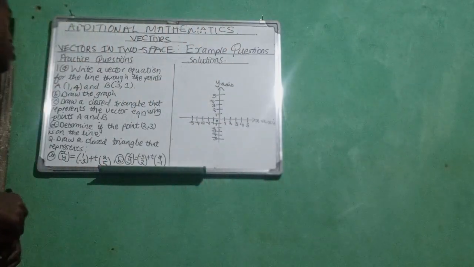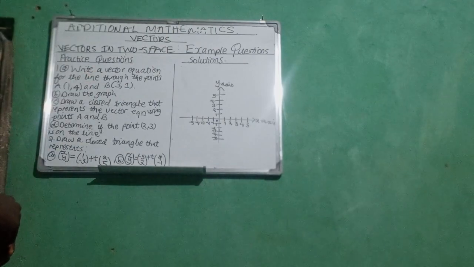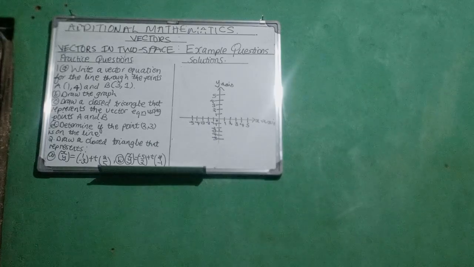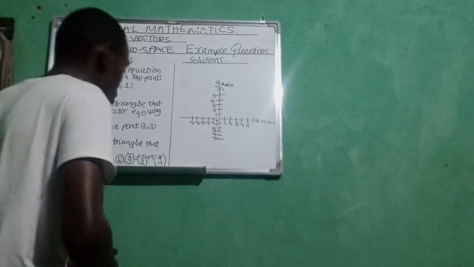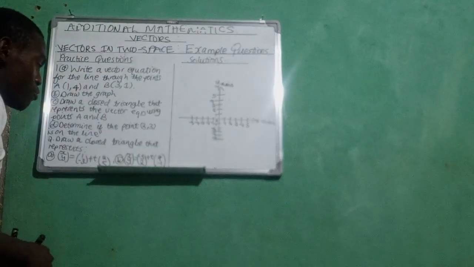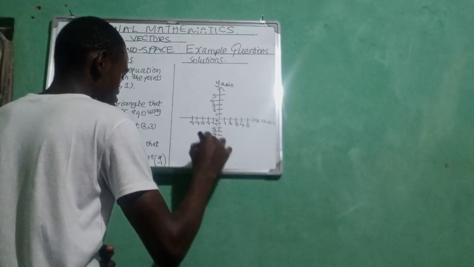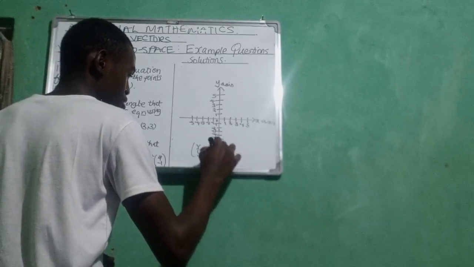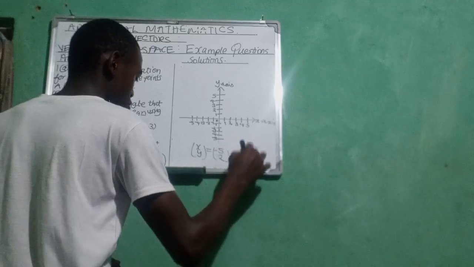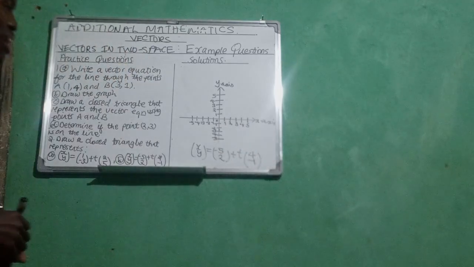We have additional mathematics, vectors in two-space, example questions. Then we have question B. So we're answering question B in this video, which is xy is equal to (-5, 2) plus t multiplied by (4, -1). That's what we are answering.